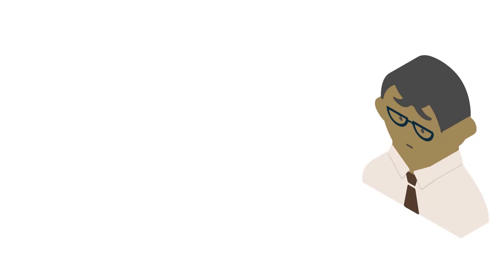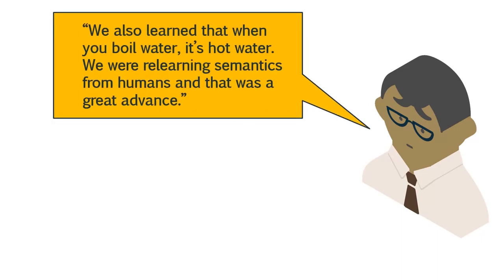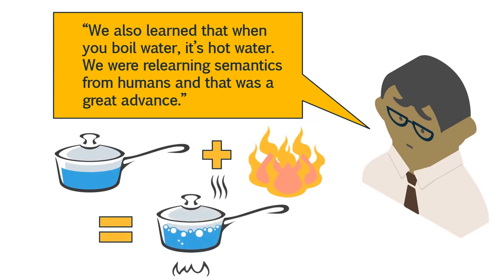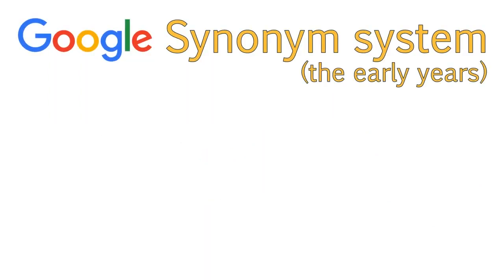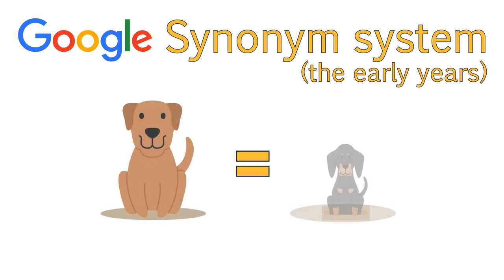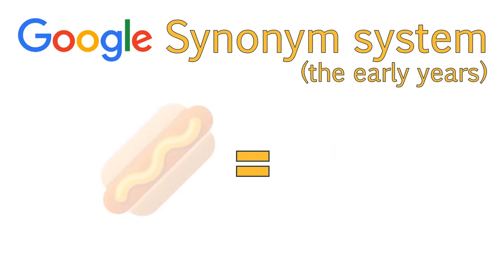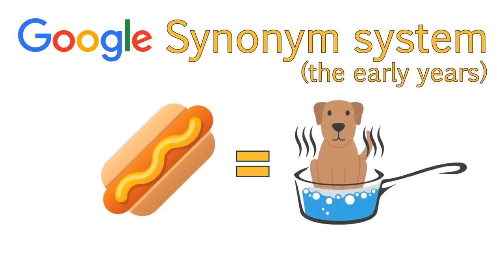So that told us that maybe dogs and puppies are interchangeable." Amit went on to say, "We also learned that when you boil water, it's hot water. We were relearning semantics from humans, and that was a great advance." But there were obstacles. Google's synonym system understood that a dog was similar to a puppy and that boiling water was hot. But this means it also concluded that a hot dog was the same as a boiling puppy.